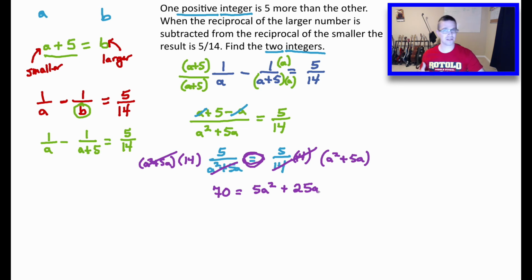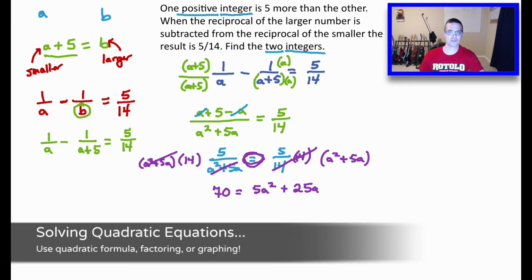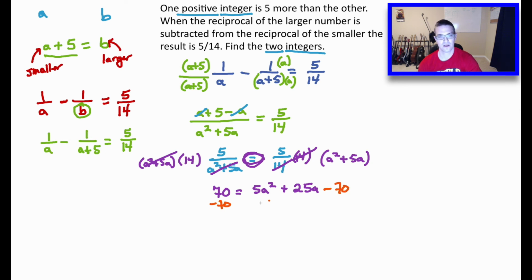Okay, you should notice that it's a quadratic equation. So to solve a quadratic equation, you can either factor it, or you can use the quadratic formula, or you can graph it. It's really up to you. So what I'm going to do first, though, is you have to have one of these sides equal to 0. So I'm going to subtract off 70 from both sides. So now you end up with 0 is equal to 5a squared plus 25a minus 70.